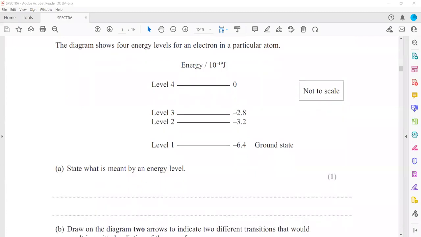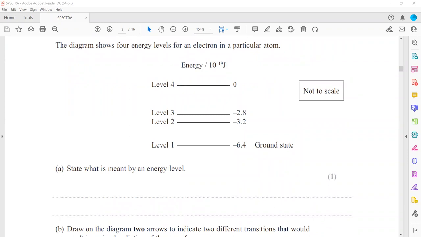In this question, the diagram shows four energy levels of an electron in a particular atom. So there is an element, the shells are shown here. The ground state. What is meant by energy level? What is the definition of energy level?